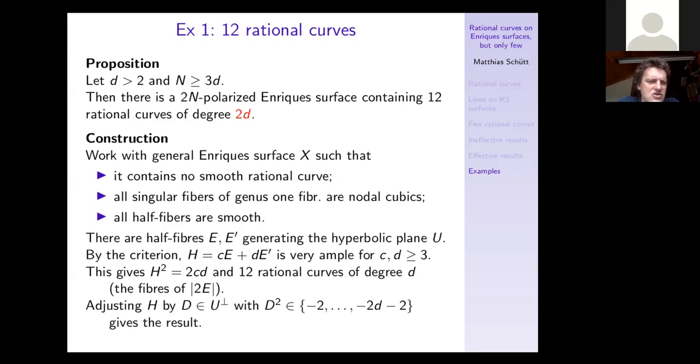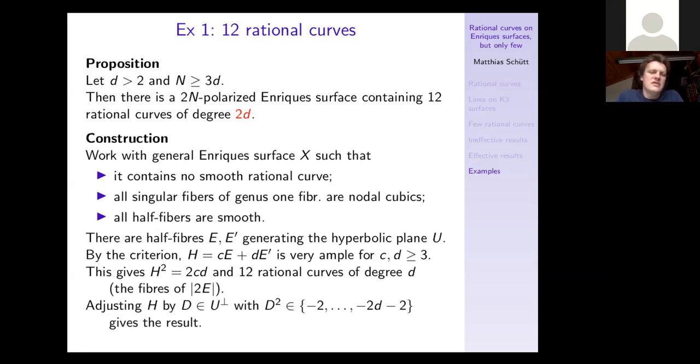The construction is following the same lines that we did for K3s before that. So you just pick a general Enriques surface X such that it contains no smooth rational curve. This you can do. And we also want that all singular fibers of genus 1 fibrations are in fact nodal cubics. So there are no cuspidal cubics. And we want that all half fibers are smooth. We can do all these things at the same time.